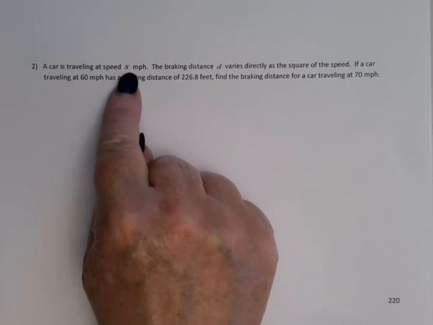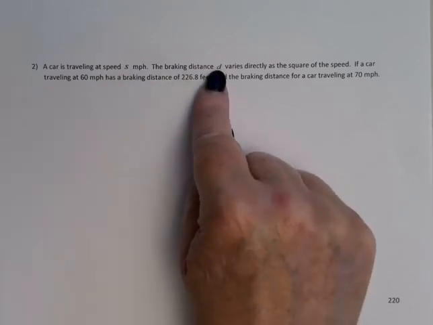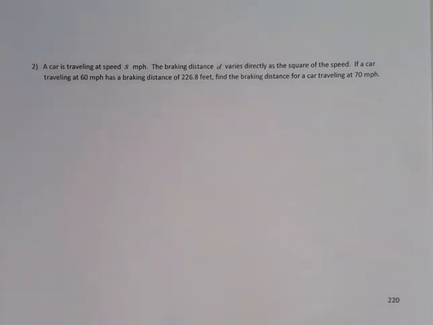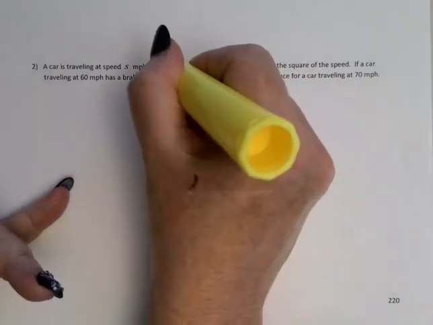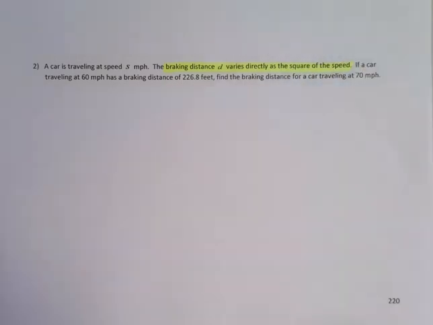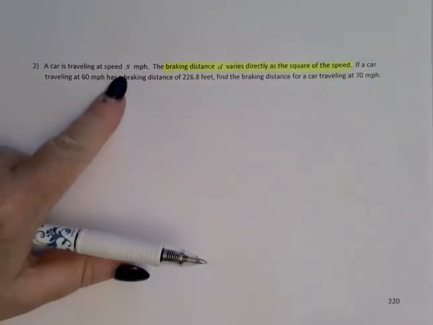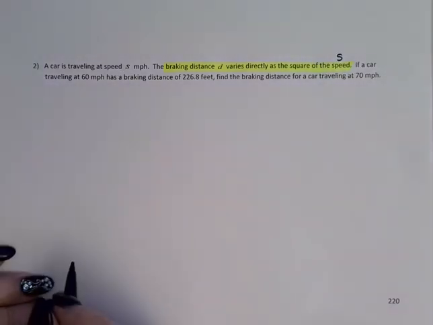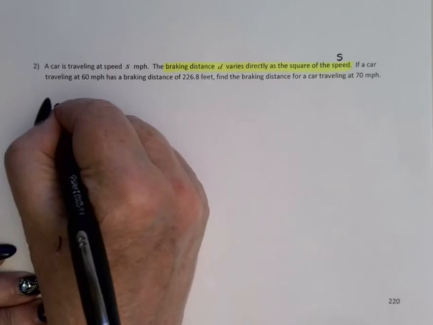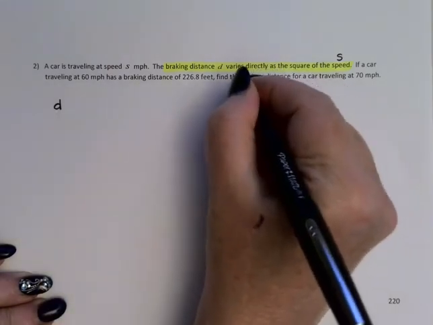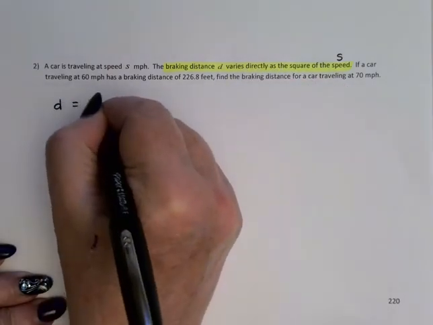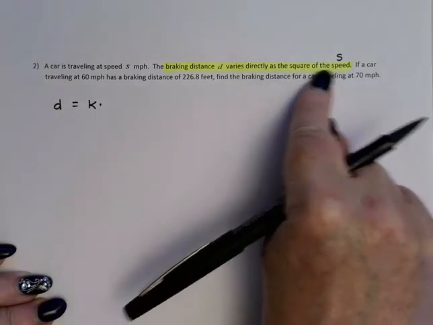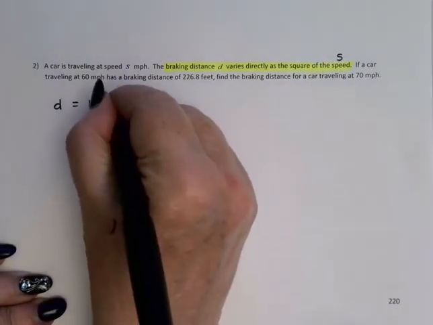In example 2, we have a car travels at a speed of s miles per hour. The braking distance d varies directly as the square of the speed. And speed was s. So let's write our variation equation. Braking distance is d, varies directly, so that would be k multiplied by the square of the speed, s squared.